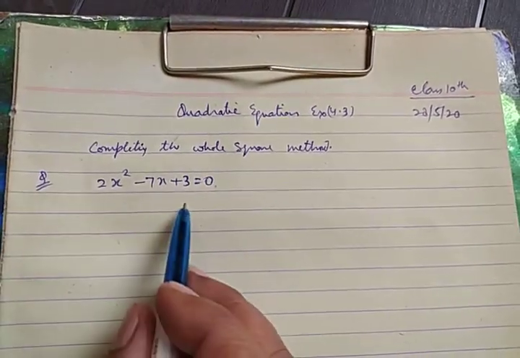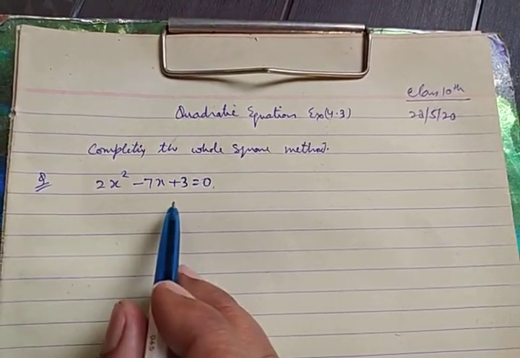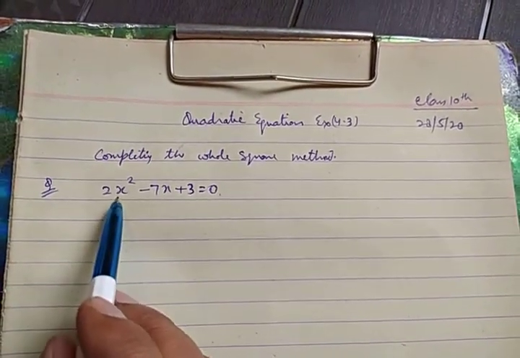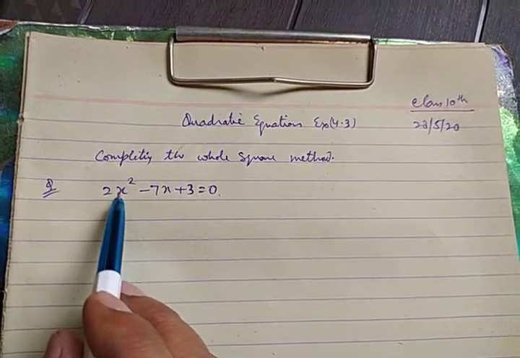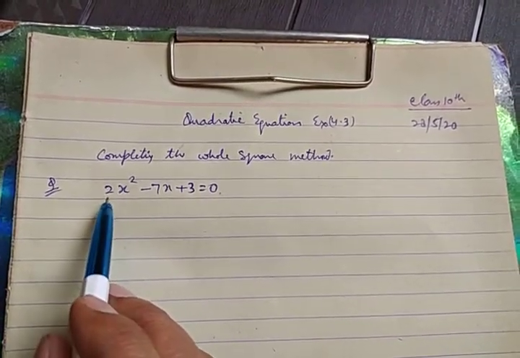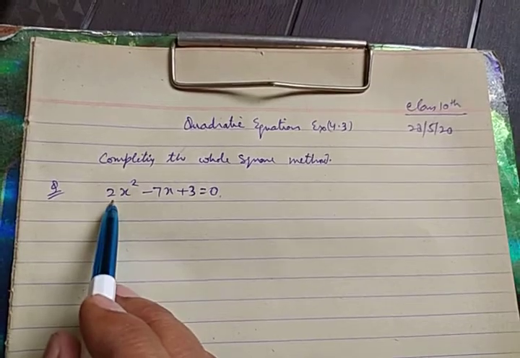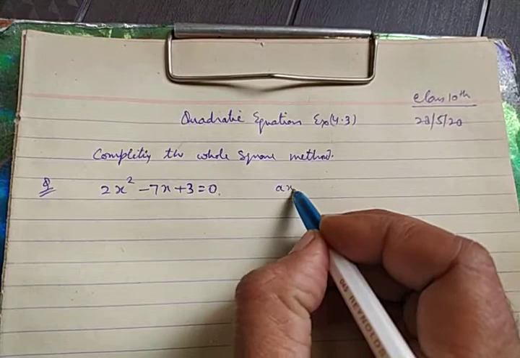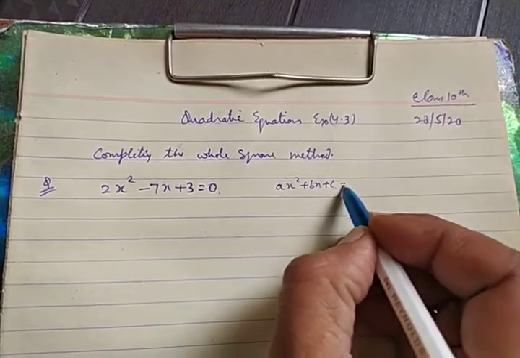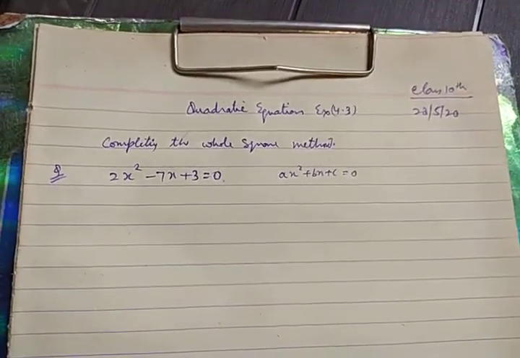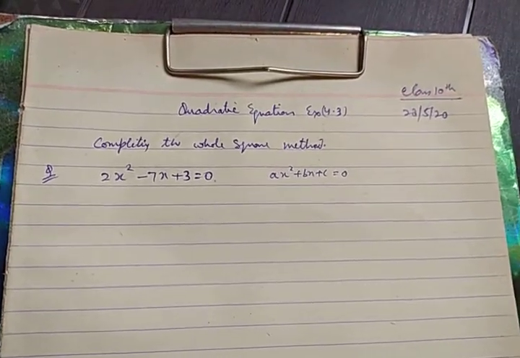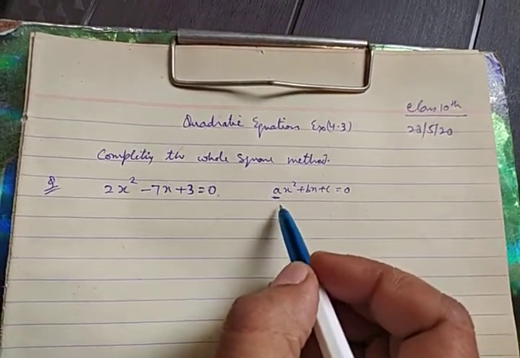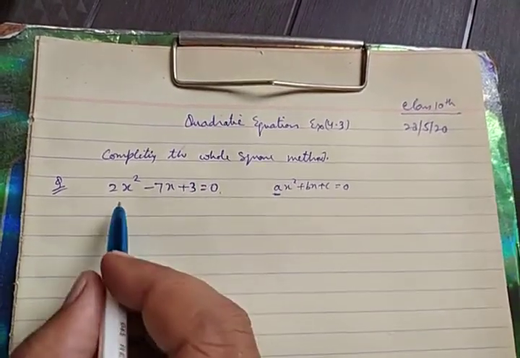For the purpose of completing the whole square, one thing you will have to keep in your mind, that the x square term should be alone, meaning there should not be any multiplier of the x square. Although the standard equation is in the format ax square plus bx plus c, for the purpose of solving it by the completing whole square method, this a should not be with x square. Then what to do with this a, or this 2?